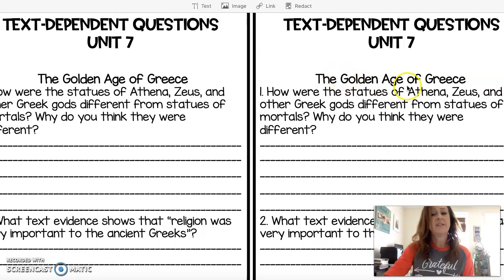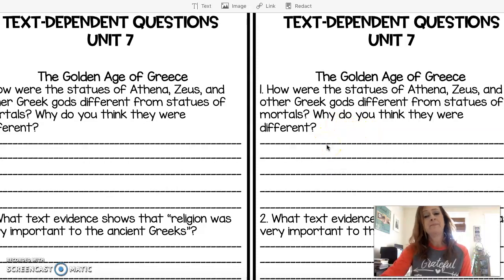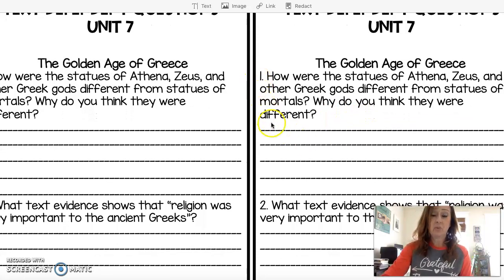The first one breaks it down, the Golden Age of Greece. That's within your book, your Benchmark Advanced book. And let's look at number 1. It says, how were the statues of Athena, Zeus, and other Greek gods different from statues of mortals? Why do you think they were different? Okay, so that's your first question, number 1. But how many questions within number 1? If you said 2, you're correct. So you must have 2 separate answers.